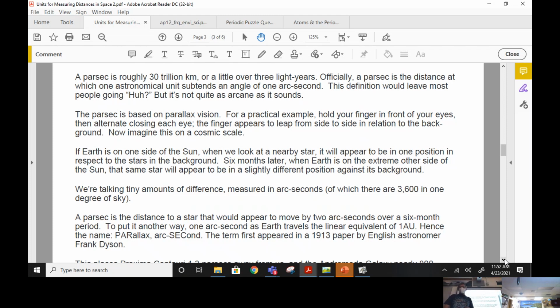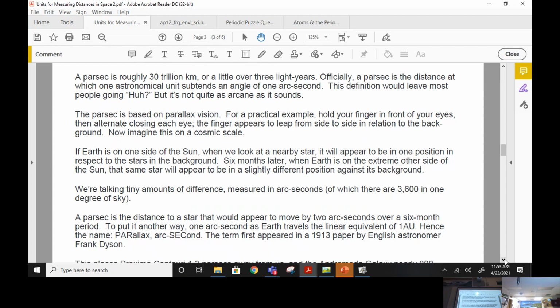Officially, a parsec is the distance at which one astronomical unit subtends an angle of 1 arc second. This definition would leave most people going, huh? But it's not quite as arcane as it sounds. The parsec is based on parallax vision. Notice they both start with PAR. For a practical example, hold your finger in front of your eyes, then alternate closing each eye. The finger appears to leap from side to side in relation to the background.